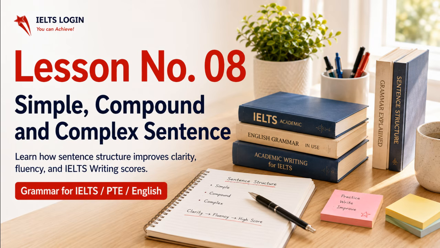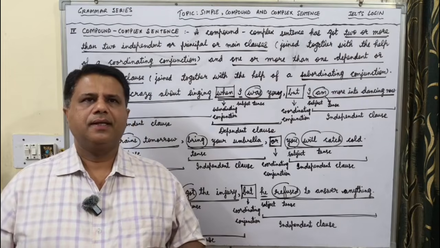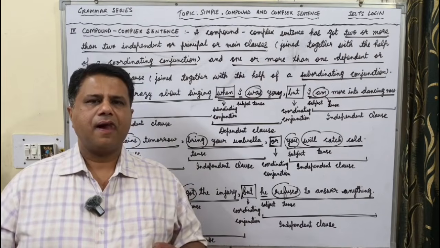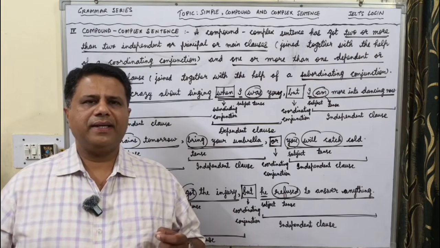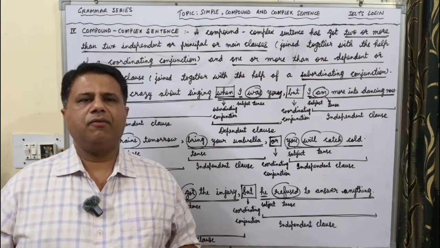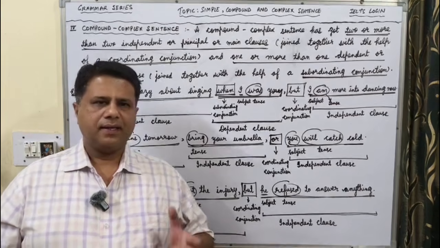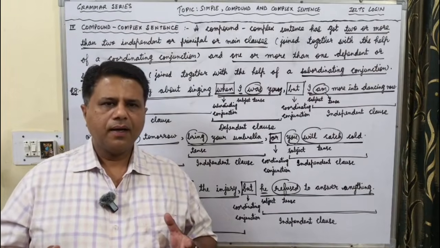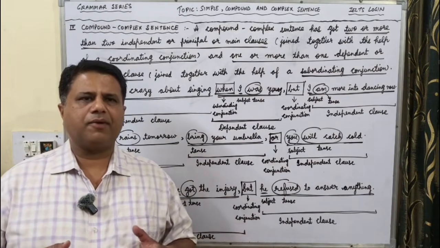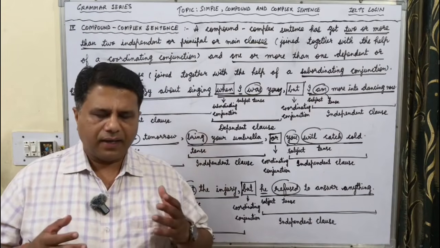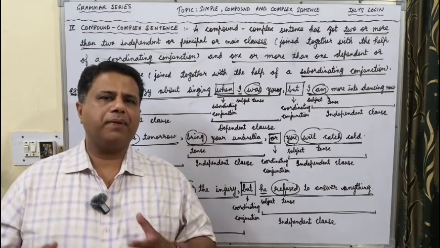This is lesson number 8 and the topic is simple, compound, complex sentence. In video number 5 we talked about simple sentences. In video number 6 we discussed compound sentences. Then in lesson number 7 we talked about complex sentences. Now this is a special video, a special topic related to the same topic, that is the compound complex sentence. Today we are going to start with the compound complex sentence.